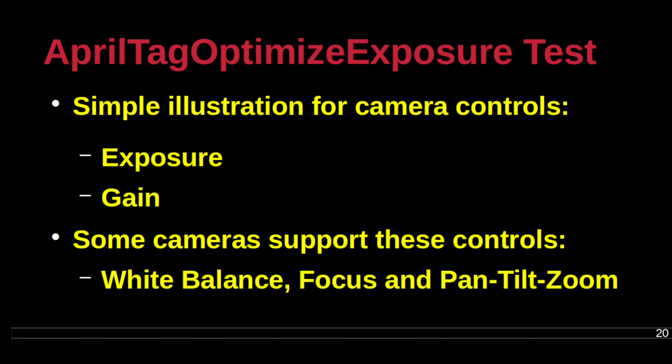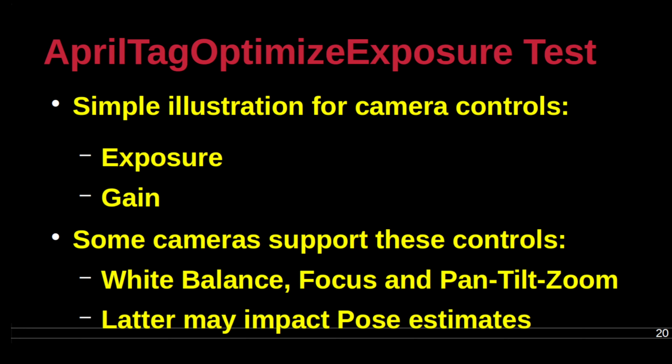There are 5 interfaces for camera settings: exposure and gain control as illustrated in this tutorial. Also, white balance, focus, and pan, tilt, and zoom (PTZ) can be set for the camera. The latter 3 interfaces may not be supported by all cameras. Also, the use of PTZ settings may inadvertently affect the pose estimates returned by the AprilTag processor.